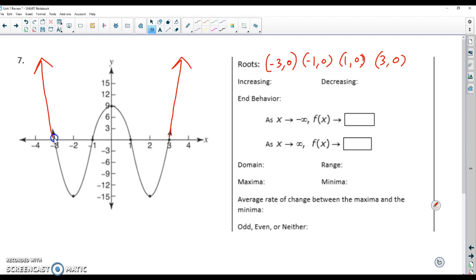End behavior basically takes a look at the left side and the right side at extreme values and tries to figure out where the y is headed. So if you notice, the left side and the right side are headed in the same direction. So that already tells us that our end behavior should have the same answer. They're both headed up, so the y's are actually headed towards infinity. So both answers are positive infinity.